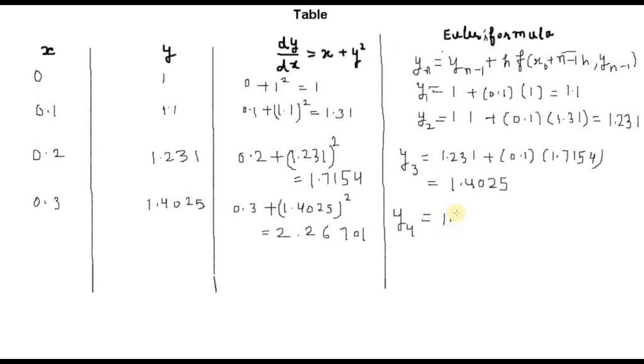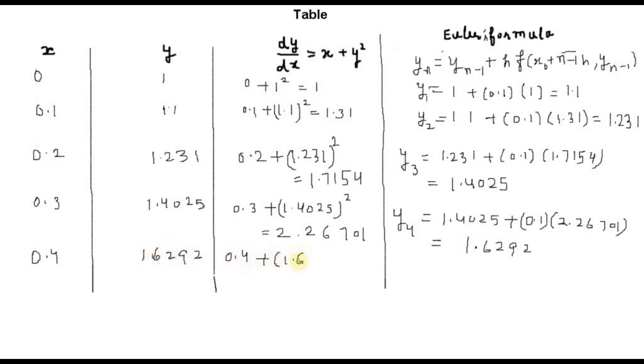Then y4 will be obtained from these points. It is 1.4025 plus 0.1, where 0.1 is h, times 2.26701, and simplifying, this will be 1.6292. I have taken it up to 4 decimal places. Now for 0.4, y is 1.6292. So this is 0.4 plus 1.6292 whole square. Calculating this, it is 3.0543.